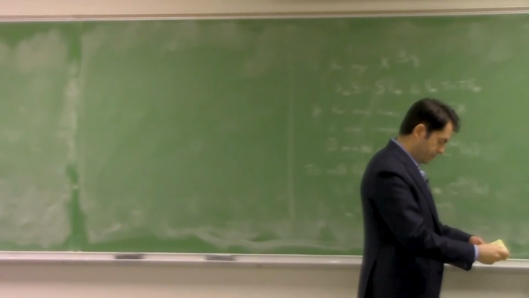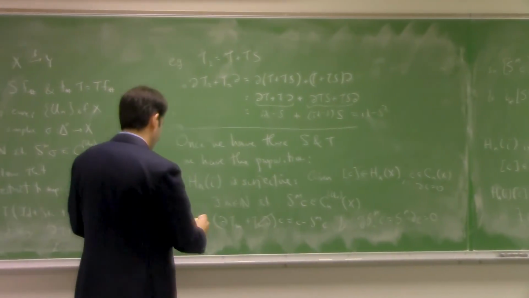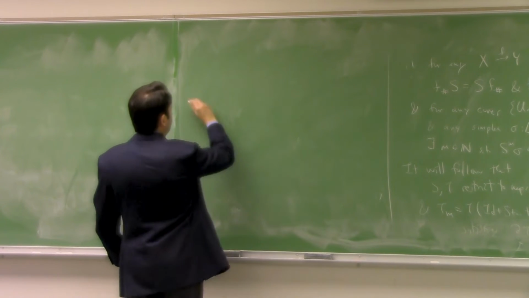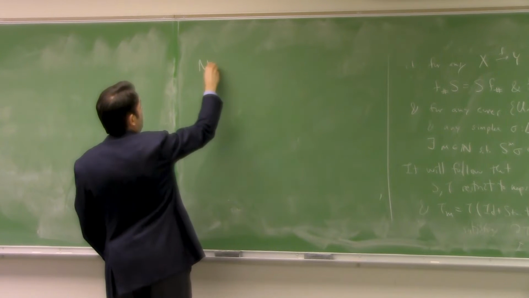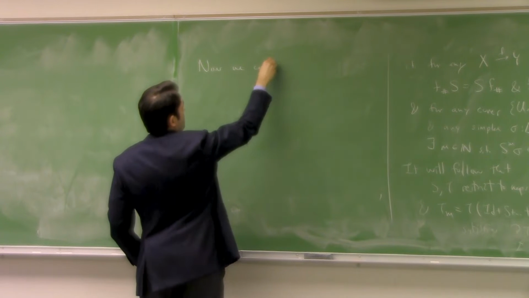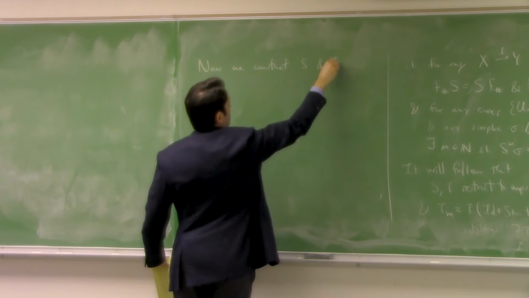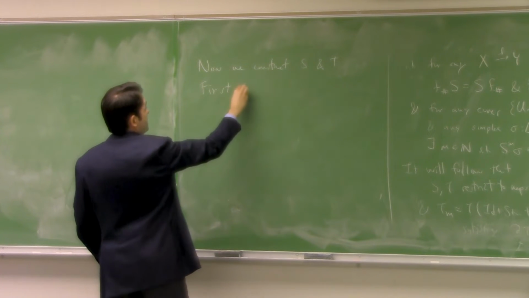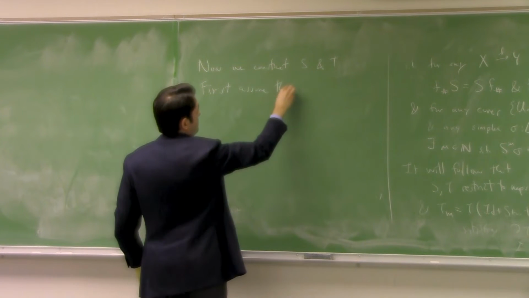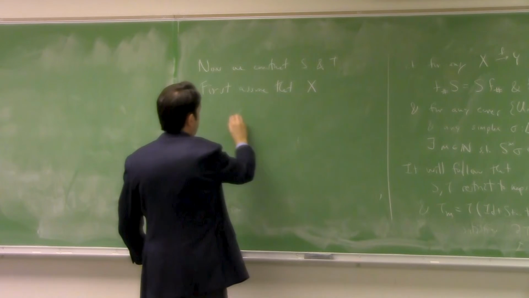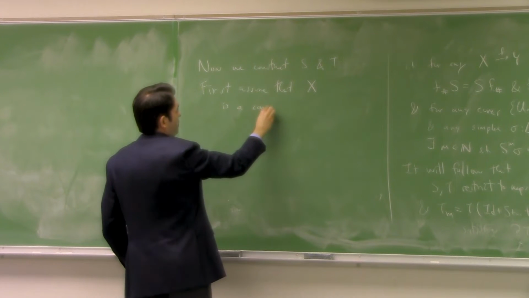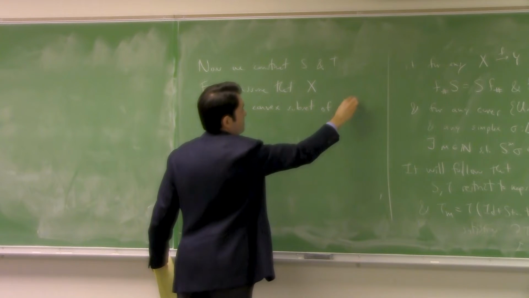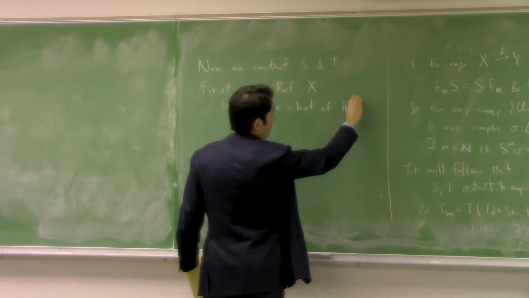Okay, well, so first assume, so now we construct S and T. So first assume that X is a convex subset of some Euclidean space.